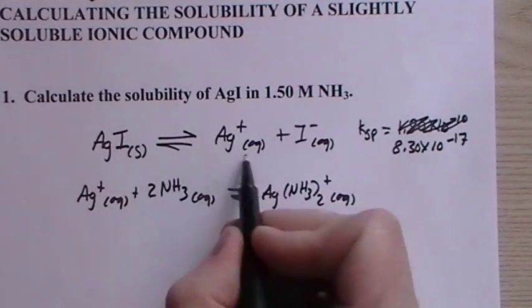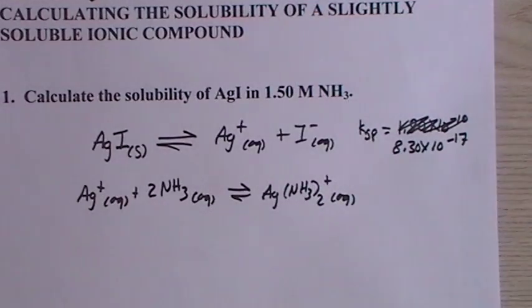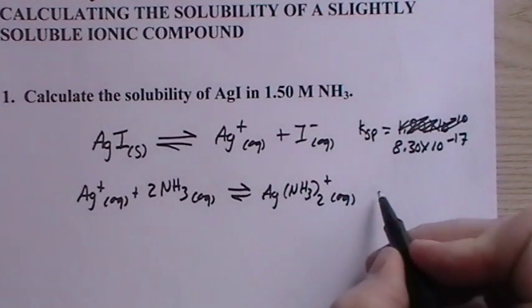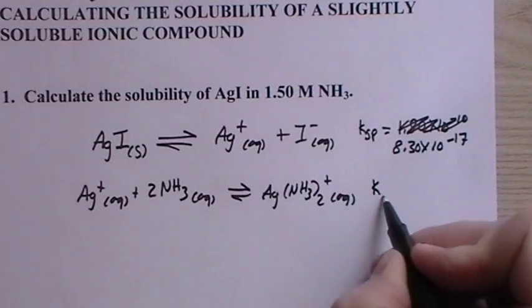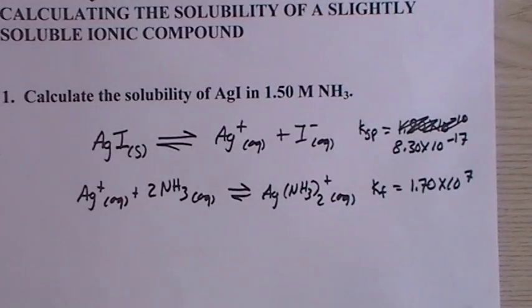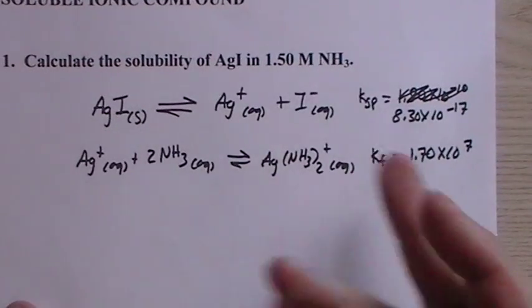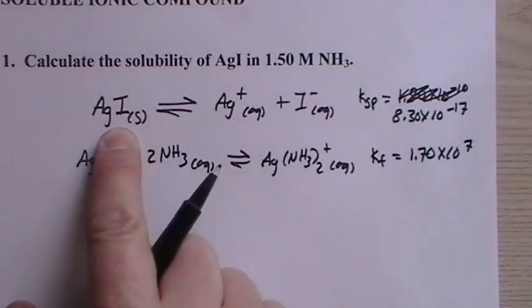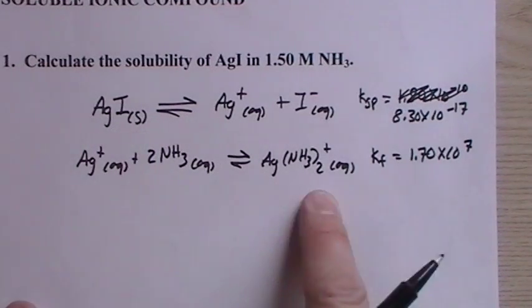The amount of silver iodide that will go in by concentration will actually be the square root of this. So without any ammonia, we'd expect to have 9.1 times 10 to the minus 9 molar silver iodide in solution. So very, very small. Let's see if we can boost that up. The Kf is going to be 1.70 times 10 to the 7th. Now, we have to flip it around. No, what we're trying to do is make this solid go into solution more.